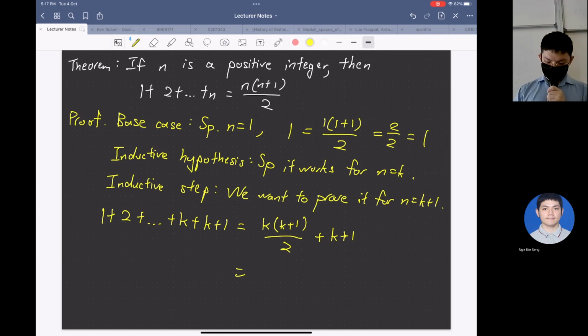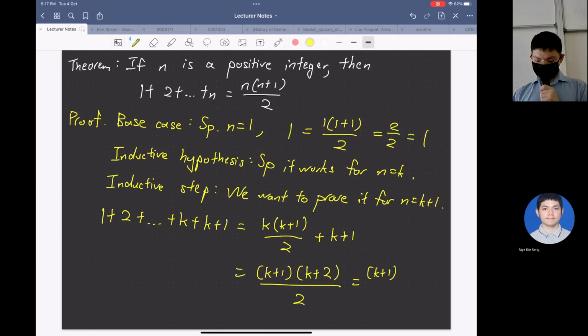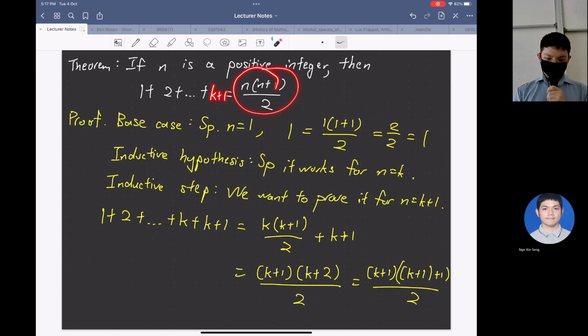You can factorize, right? k plus 1 over k times 2 over 2. Okay, so which is k plus 1, k plus 1 plus 1. So it's in this form. So you put k plus 1 here, and then k plus 1, k plus 1. Okay, so this is the right form you want.